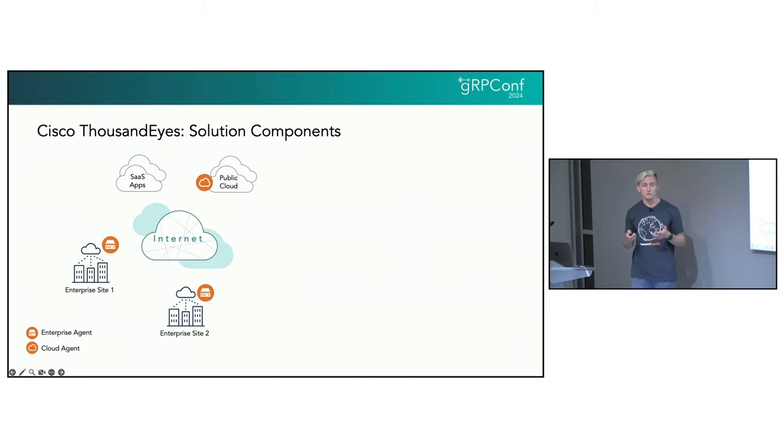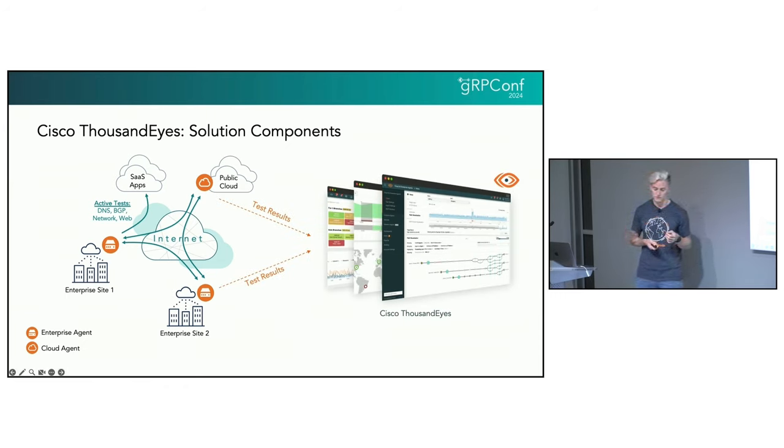Agents allow users to execute a variety of layered monitoring tests to gain insights into applications and network performance. Users can create different types of tests, such as, for example, DNS tests, BGP, network tests, web transaction tests, and many others. Those tests then are executed by agents periodically as user configures, and test results are reported back to ThousandEyes platform, where they are processed and analyzed. Such approach allows us to gain visibility into various aspects of application delivery and network performance.